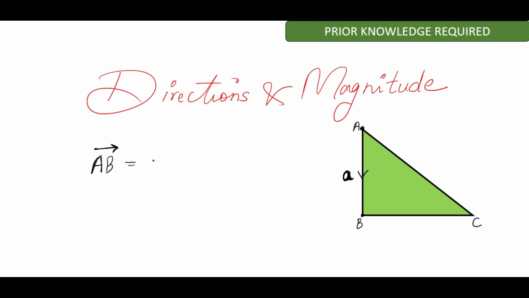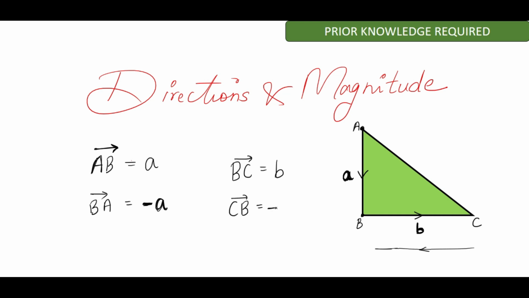Now here vector AB is equal to a, then vector BA is going to be equal to negative a. Now this negative sign just denotes a reversal of direction. If B to C is denoted by a vector with magnitude small b, so if I write BC vector is equal to b, then the reverse, if you're starting from C and ending at B, so the CB vector is going to be minus b.